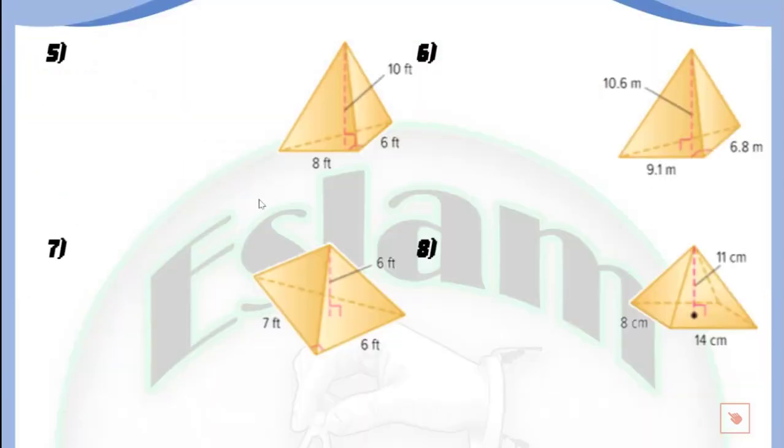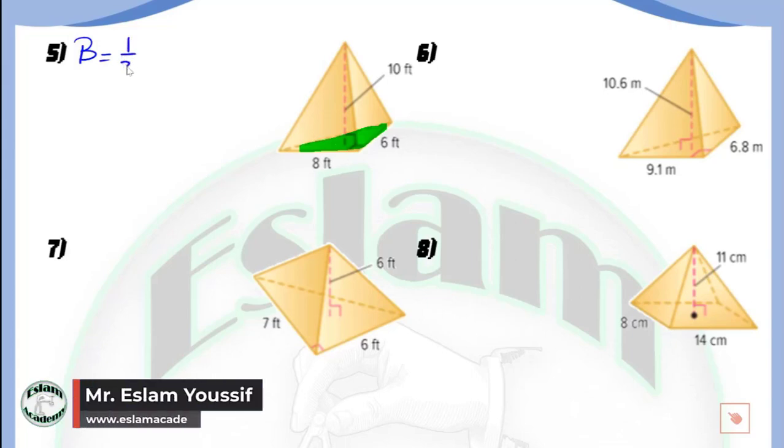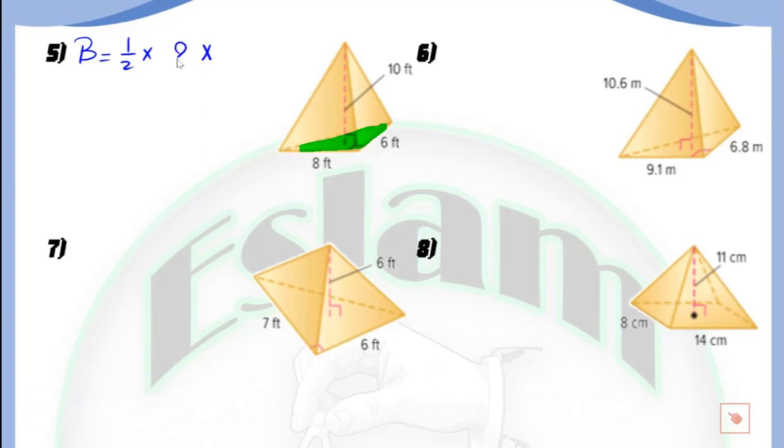In question number 5, we need to find the volume. You will find that the base is a triangle, so we need to find the area of the base. The area of the triangle equals half multiplied by the length of the base multiplied by the height. The base of the triangle equals 8 and the height equals 6. So half times 8 times 6, the answer is 24 square units.